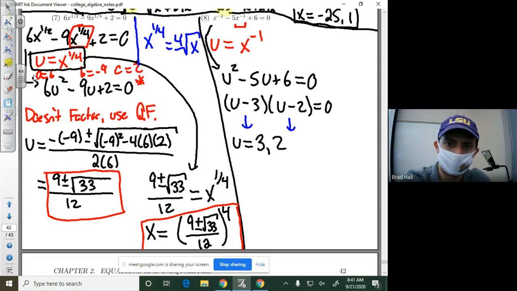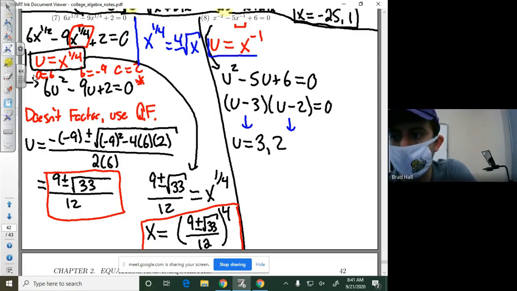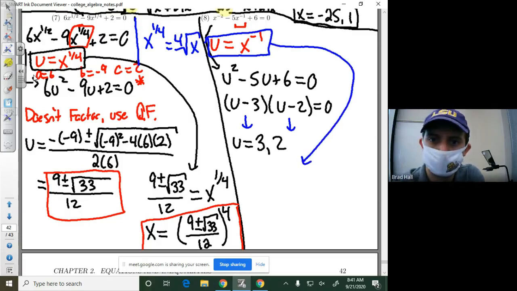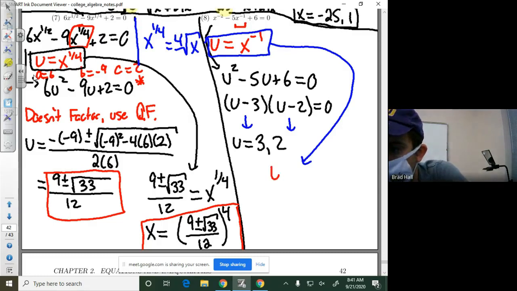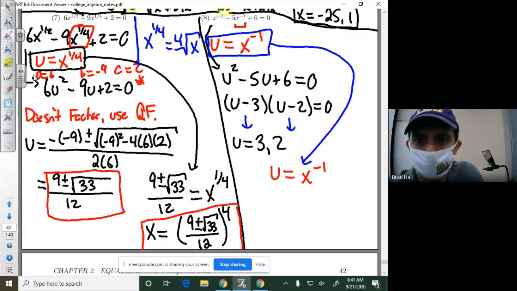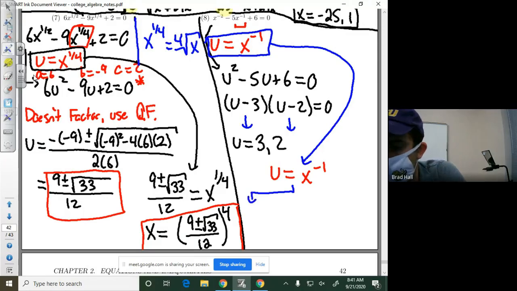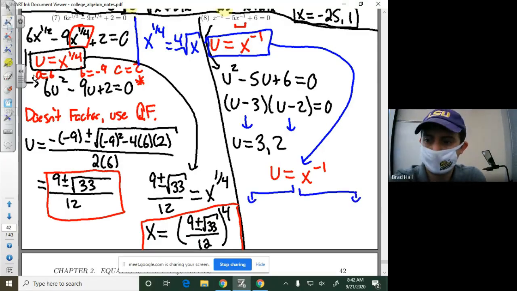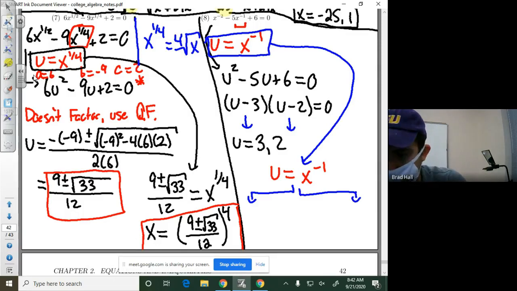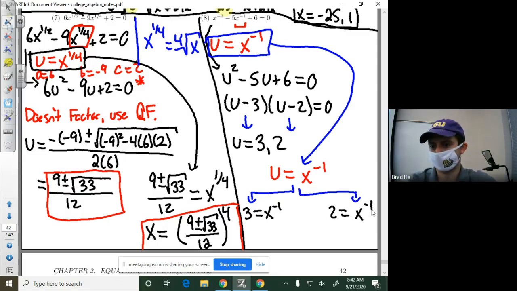From here, we can go ahead and bring our rule back because u's are not good enough. We need x's. So one of the u's we found was 3. So now 3 is equal to x to the negative 1. And the other one we found was 2. Now the question is, how do you get rid of a negative 1 power?